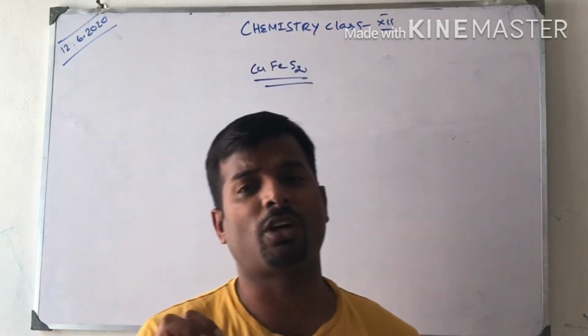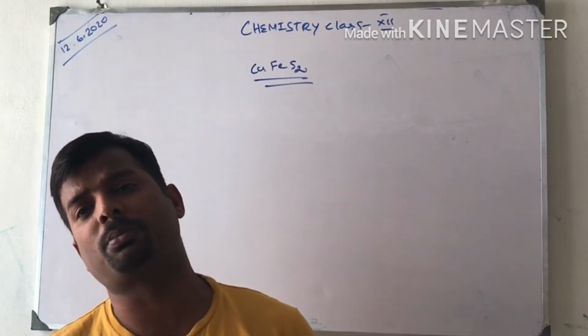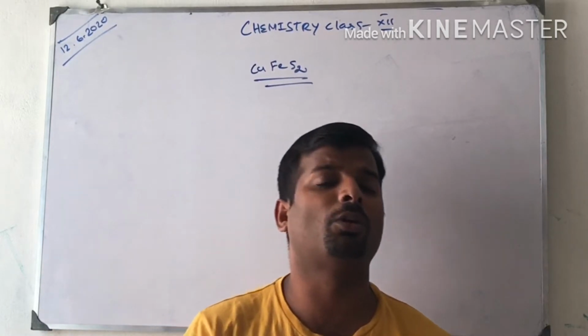What is slag? Slag is a mixture of solid waste containing earthy impurities and metal impurities. Metal impurities plus siliceous impurities, both are called slag.